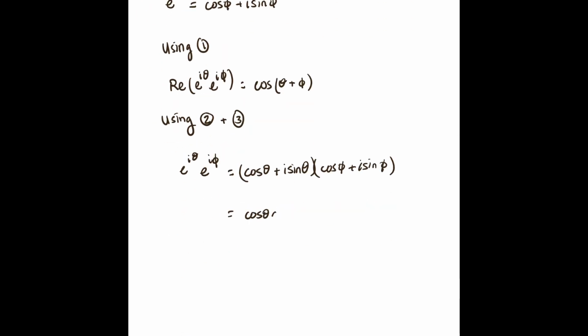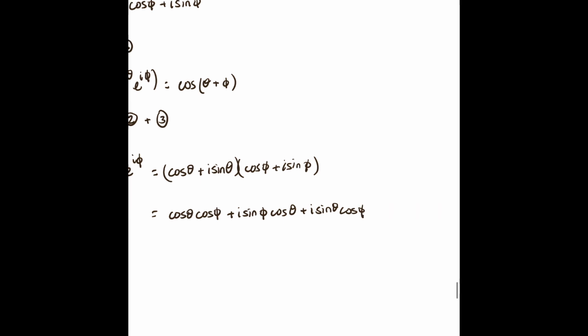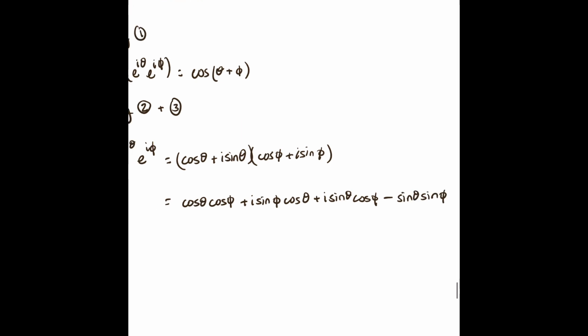Foiling, we get cosine theta times cosine phi plus i sine phi times cosine theta plus i sine theta cosine phi, and then i times i is -1, so we're going to have a minus sine theta times sine phi.